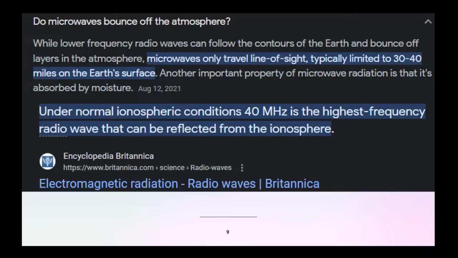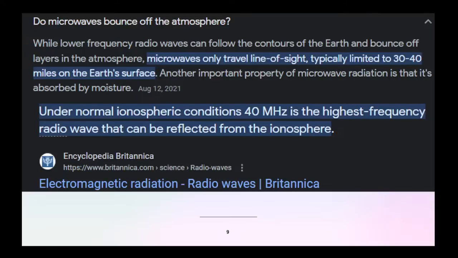All right. So do microwaves bounce off the atmosphere? While lower frequency radio waves can follow the contours of the Earth and bounce off layers in the atmosphere, microwaves only travel line of sight, typically limited to 30 or 40 miles on the Earth's surface. Another important property of microwave radiation is that it is absorbed by moisture. Now that's an important part to remember as well, okay?